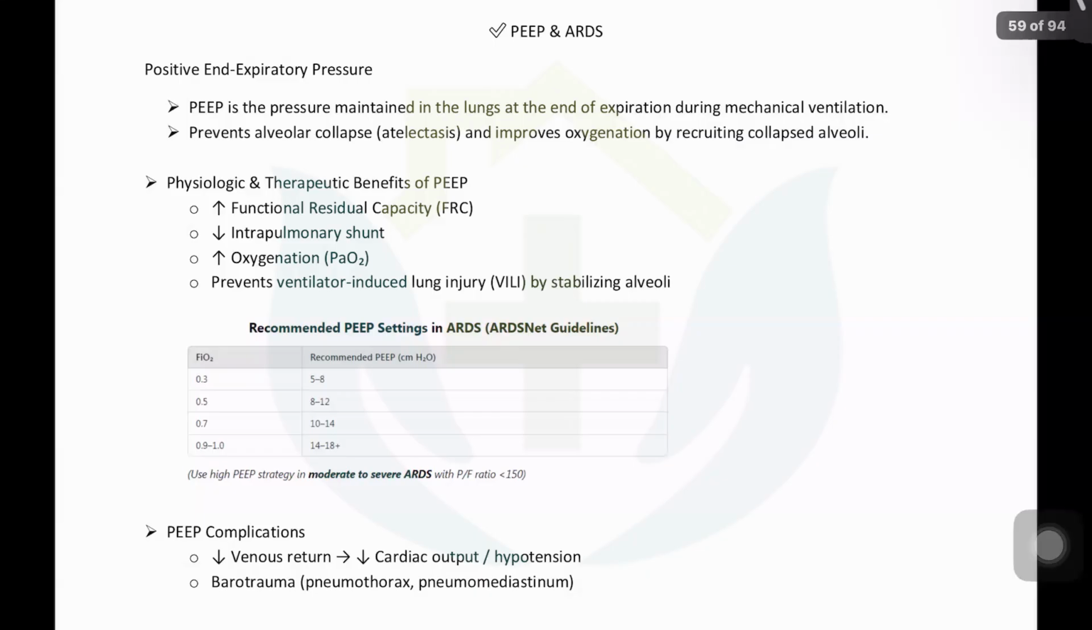So physiological effects and therapeutic benefits of PEEP are that it increases the FRC, it decreases the intrapulmonary shunt, it increases the oxygenation, and it prevents.